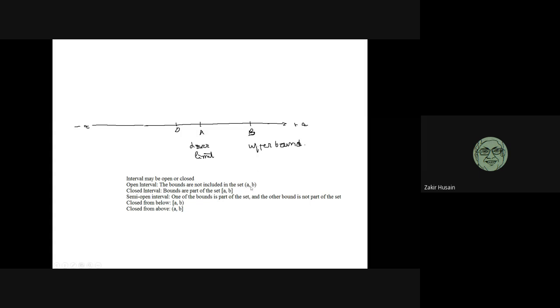We denote an open interval by round brackets. If the boundaries are included, we use square brackets. We can also have semi-open intervals when we include A but not B, or we include B but not A. So we represent it like this. These are semi-open or semi-closed, where one boundary is part of the set.